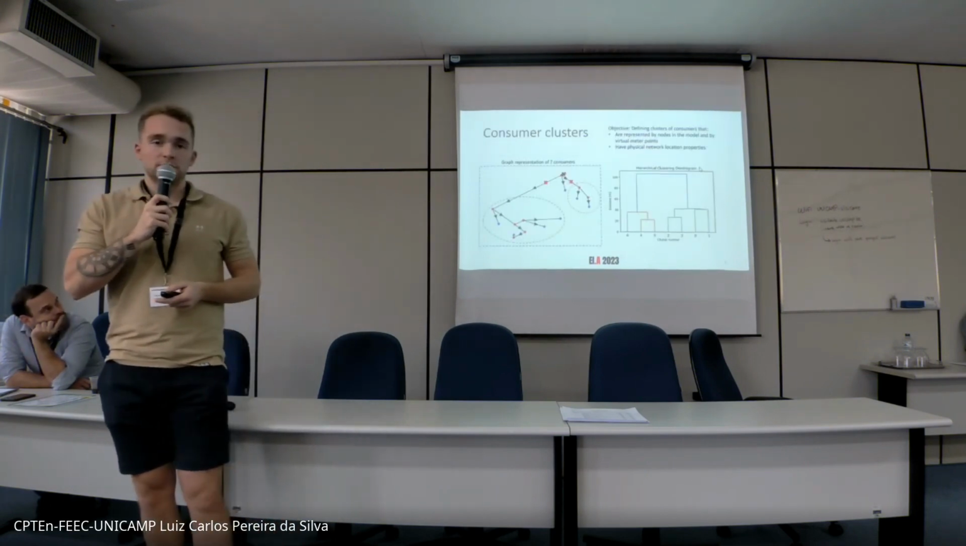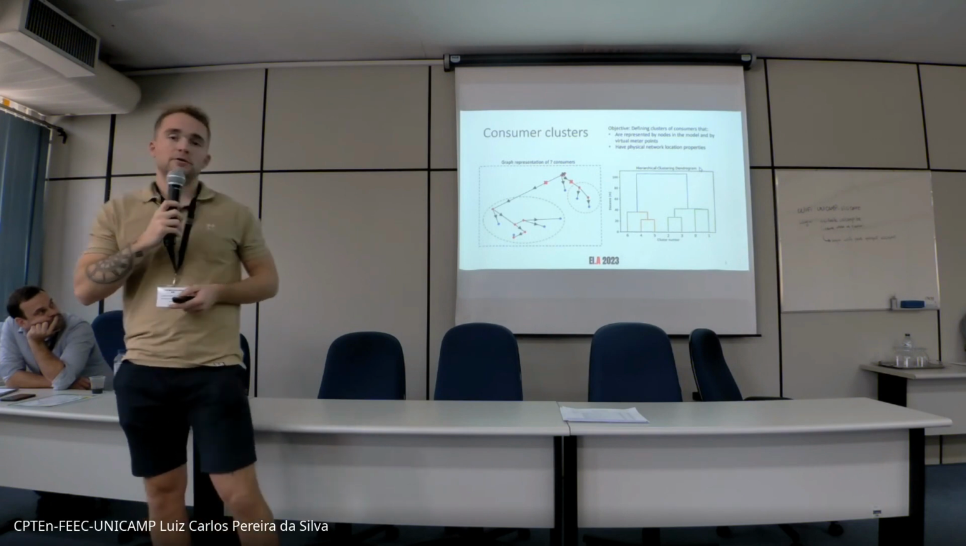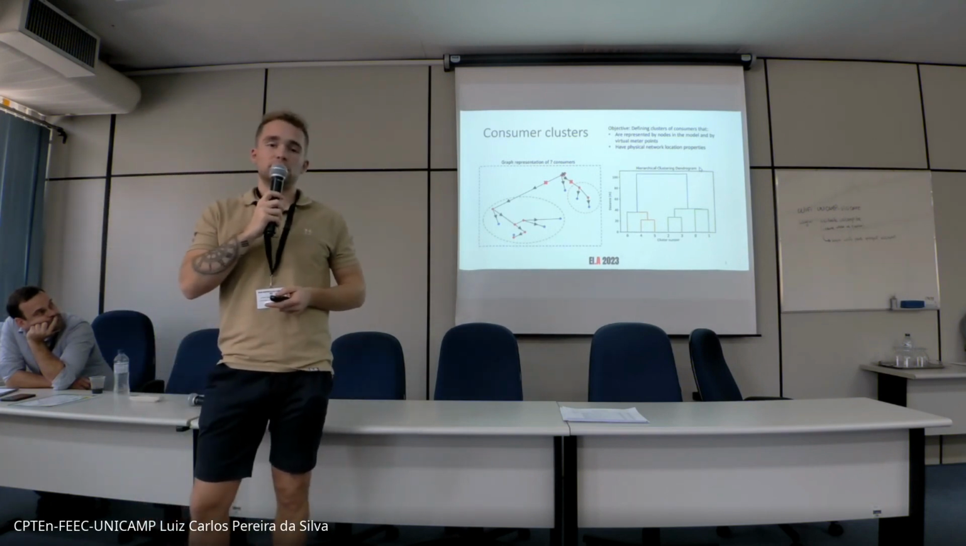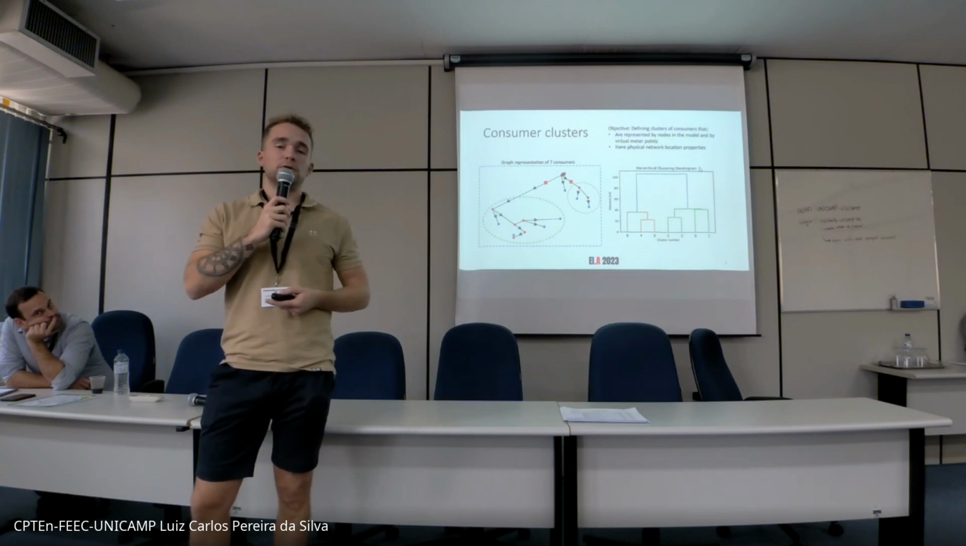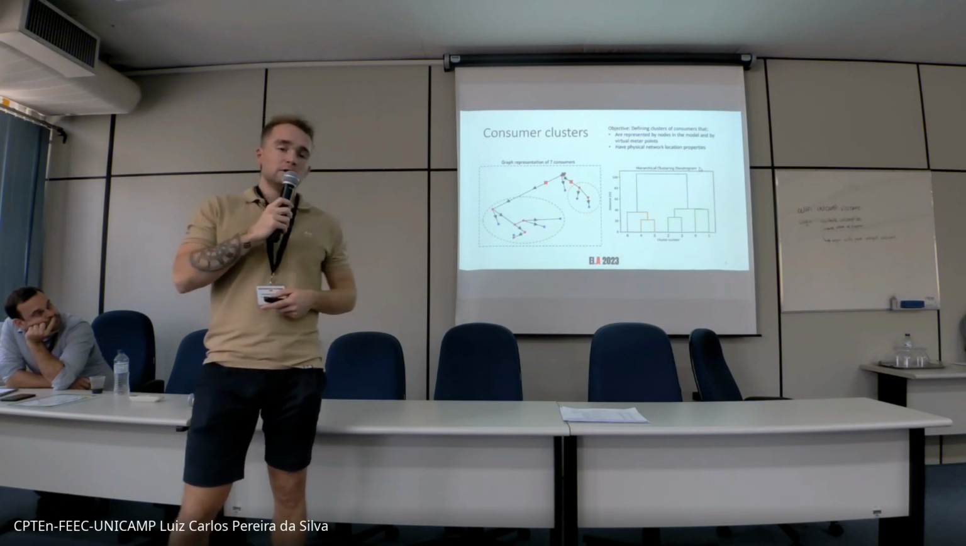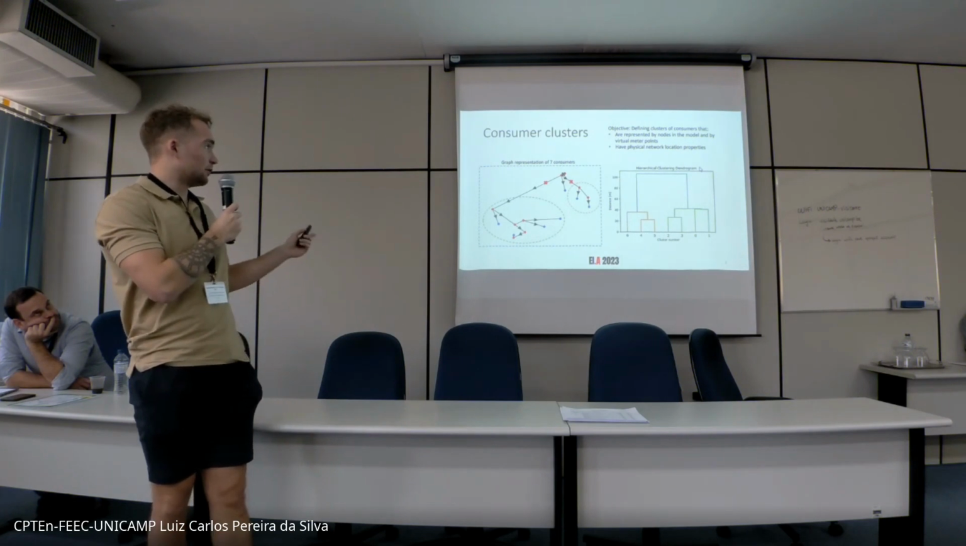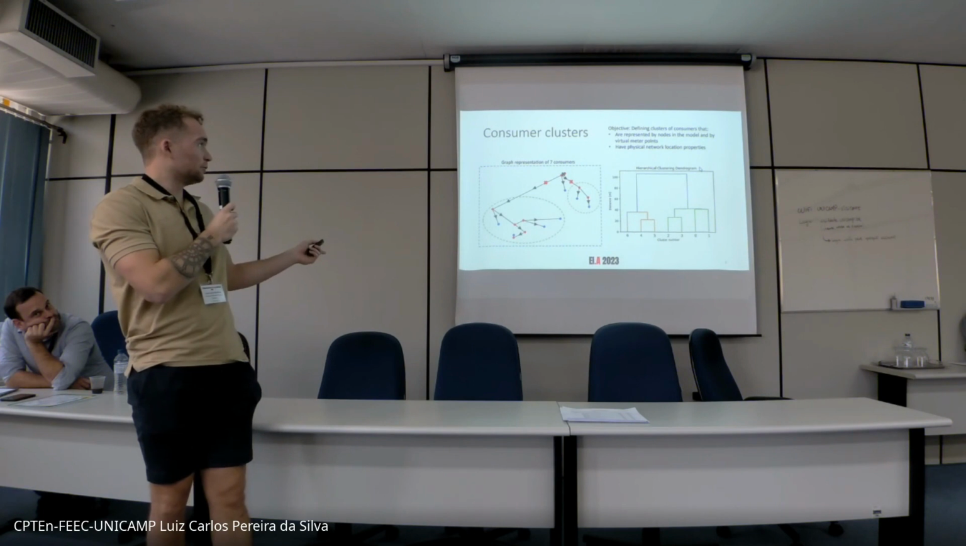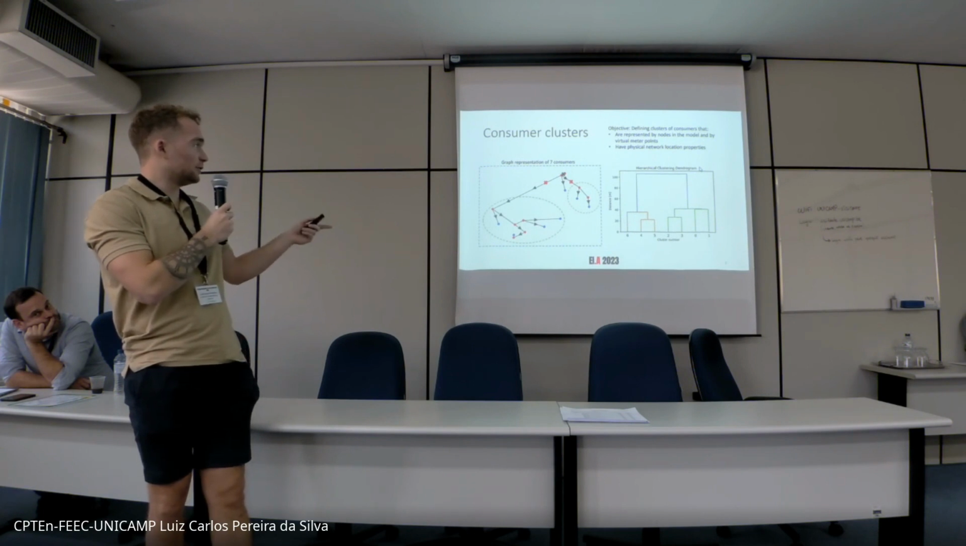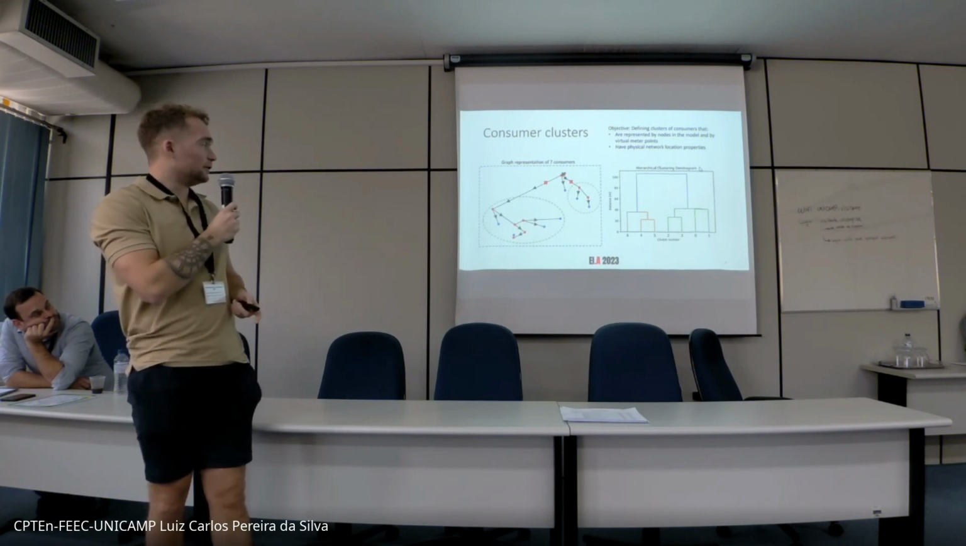Now for the clusters. The objective of the clustering is to define clusters of consumers that are represented by nodes in the model and by virtual meter points, and they will naturally have some physical network location properties. We see a few schematics here. On the left side, you see a graph of a small part of the network for only 7 consumers. These are the blue dots. On the right side, you'll see a dendrogram.